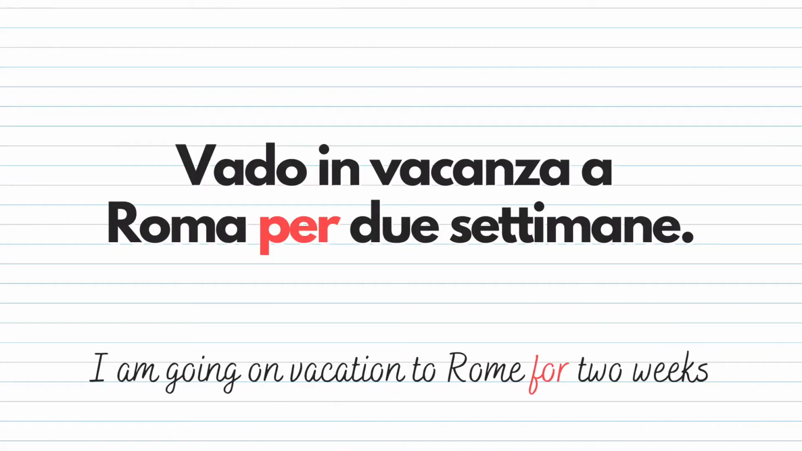But honestly, this is not so hard because you would use the preposition per, for in English, in the same way. Vado in vacanza a Roma per 2 settimane. I'm going on vacation to Rome for 2 weeks. Same thing. I don't know when I'm going to Rome. I cannot understand that from this sentence, but I know that I'm going to Rome for 2 weeks. So that is a very specific, a limited amount of time. That's why I'm going to use the preposition per.